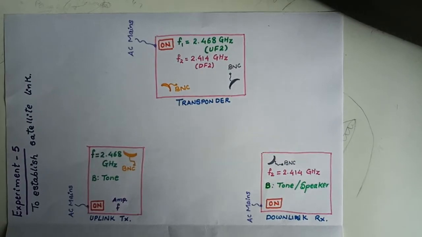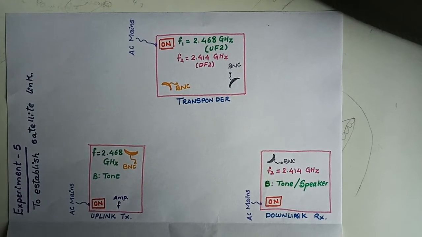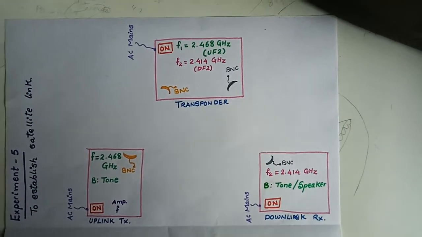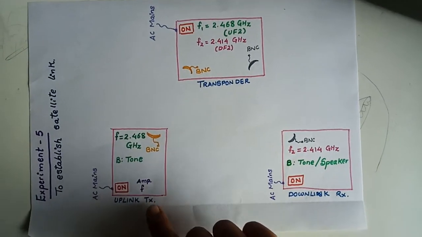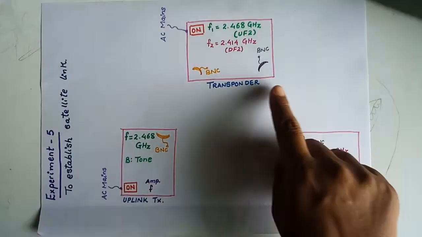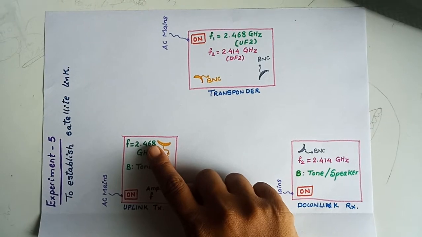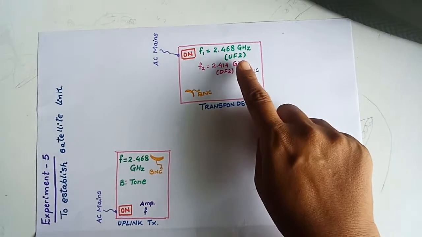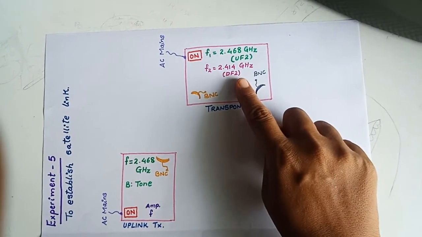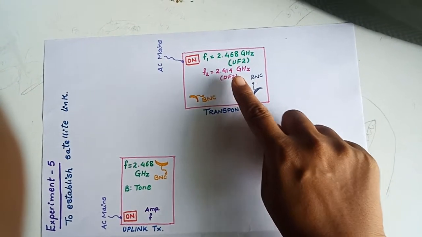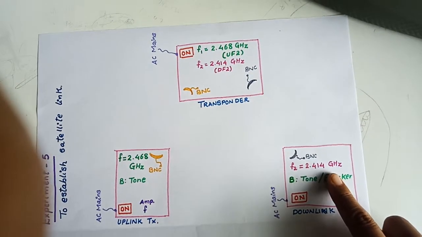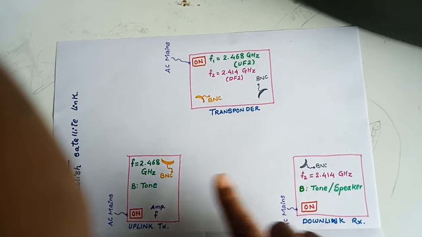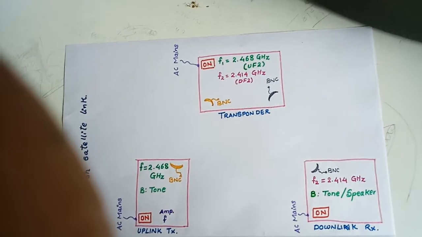Hello, today we are going to perform experiment number 5, that is to establish a satellite link. To establish a satellite link we need three things. One is an uplink transmitter that has the highest frequency, that is 2.468 GHz, and a transponder that supports the uplink frequency as well as the downlink frequency. With the help of the downlink frequency, the signal is sent to the downlink receiver, having a downlink frequency which is less than that of the uplink frequency.